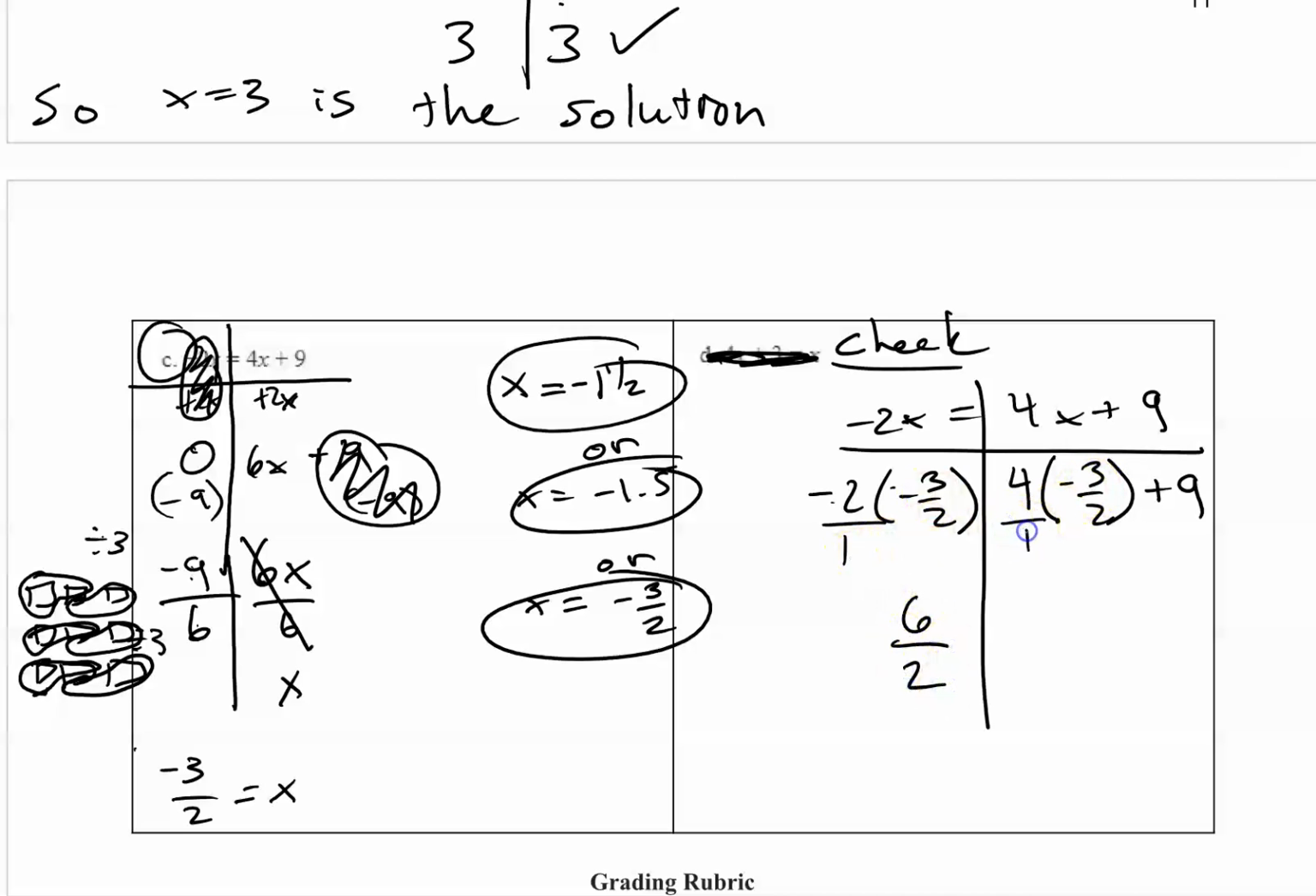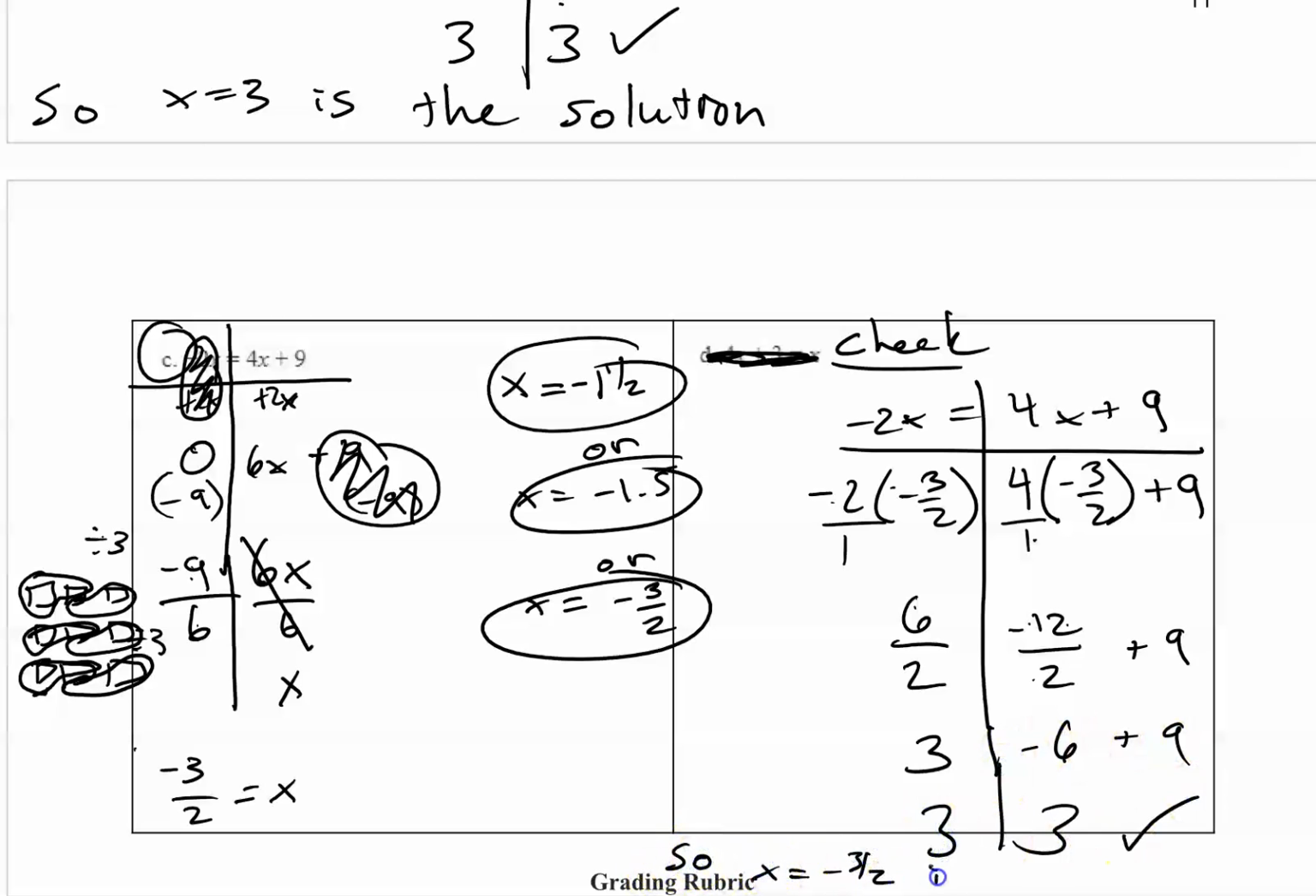Over here, put the whole number over 1, multiply straight across the top and bottom. 4 times negative 3 is negative 12. Over 1 times 2 is going to be 2. And we're adding 9 to that. Now, 6 divided by 2 is 3. 12 divided by 2, 6. And negative divided by positive stays negative. Turns out when you add 9 on to negative 6, you get 3. So we're good to go. x equals negative 3 over 2 is a solution.